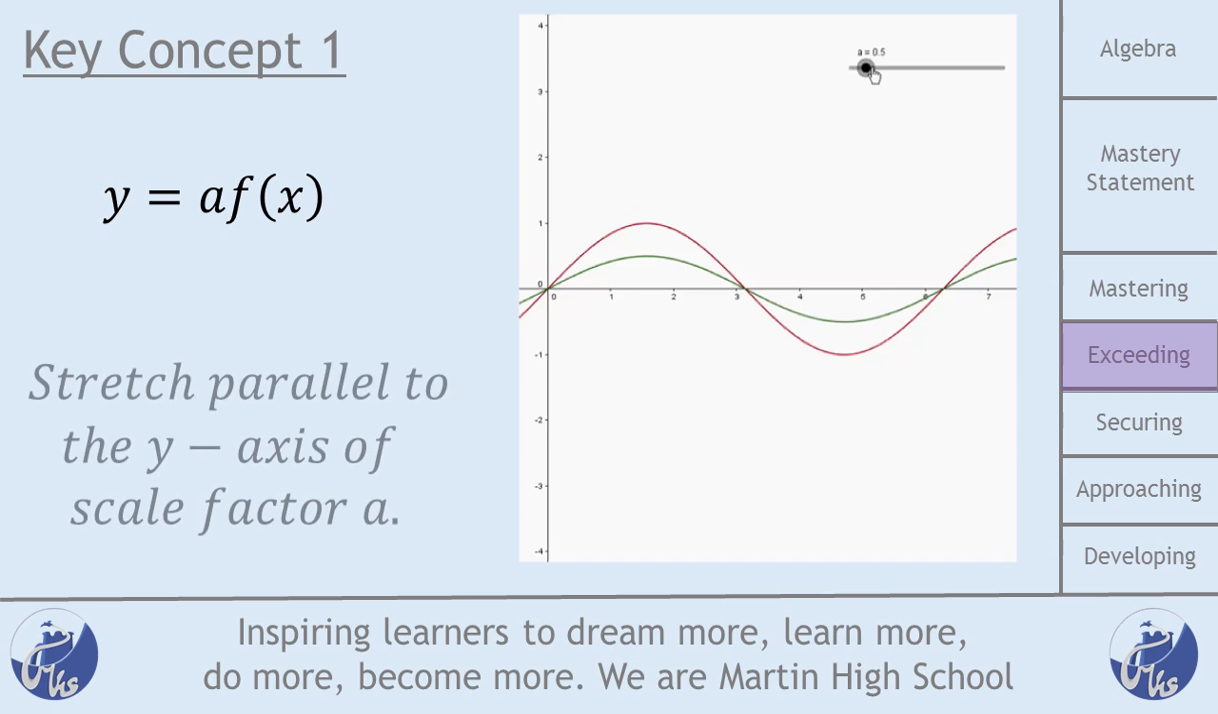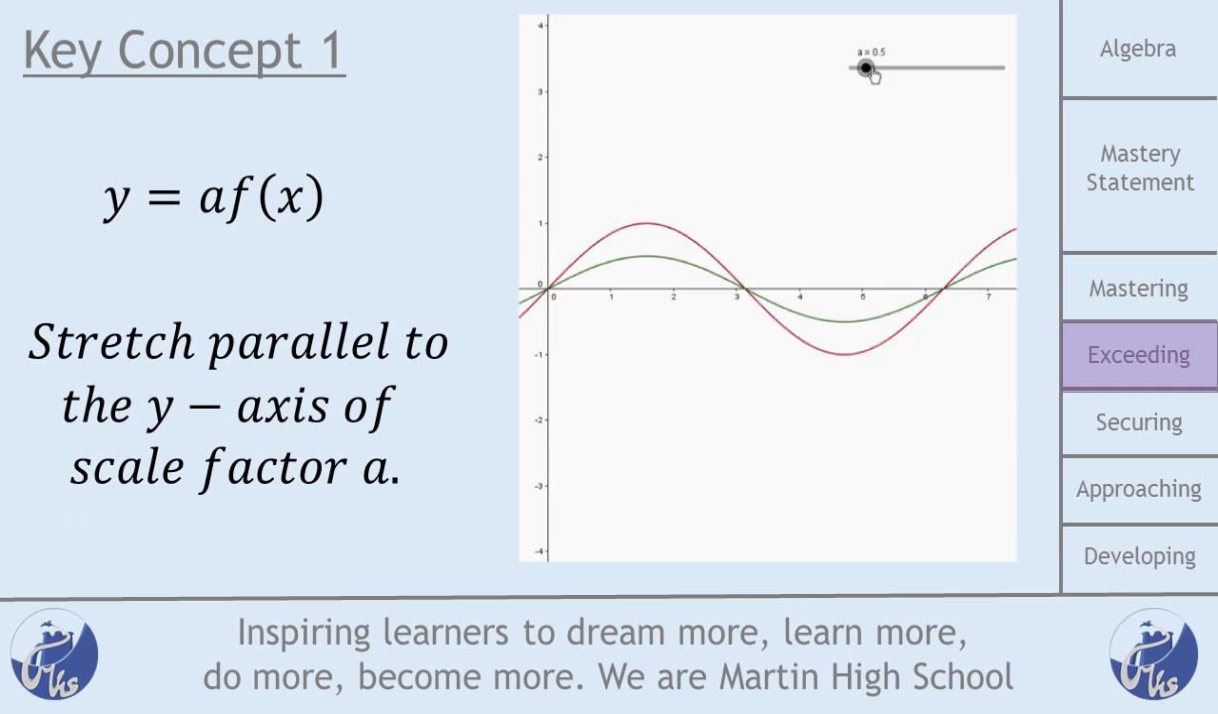Now, the general way of describing this type of transformation is to say that it's a stretch parallel to the y-axis, so it's happening vertically, and it's of a scale factor of a. So whatever our y coordinates are going to be, they are going to get multiplied by a factor of a to create our new coordinates for our transformation graph.